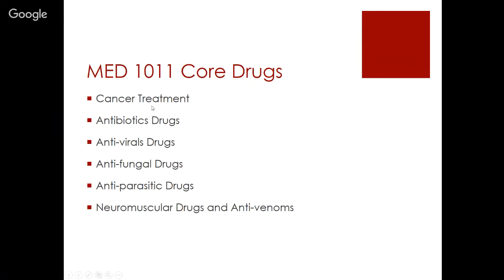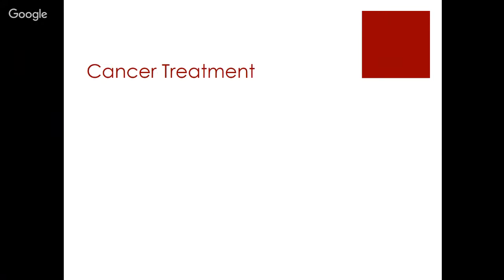Okay, so these are the drugs and the order I'm going to go into. Cancer, antibiotics, antiviral, antifungal, antiparasitic, and then neuromuscular drugs and antivenoms, which is that module you would have done, the online ones still.